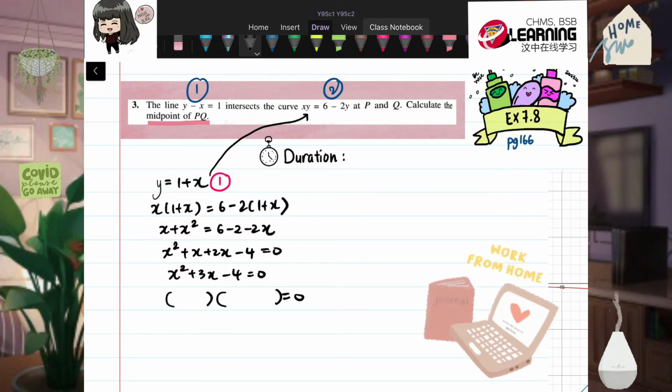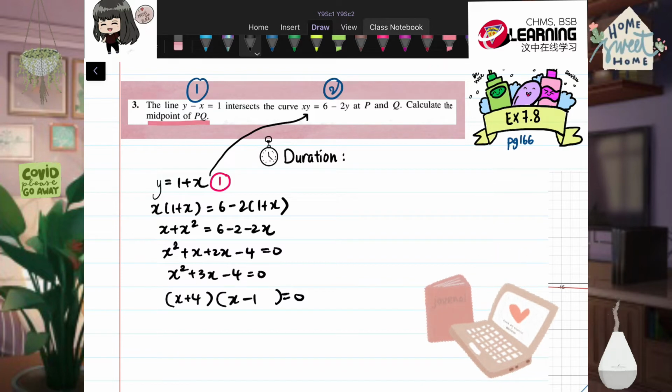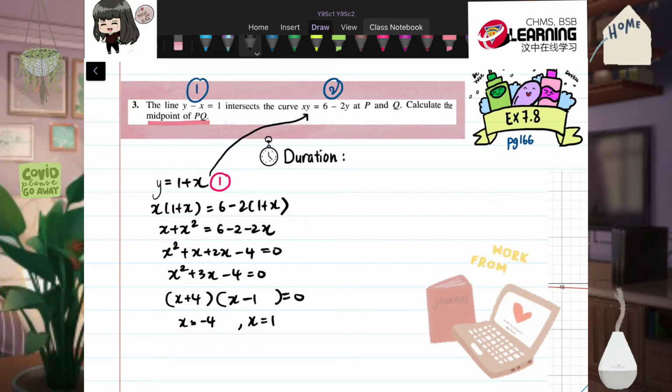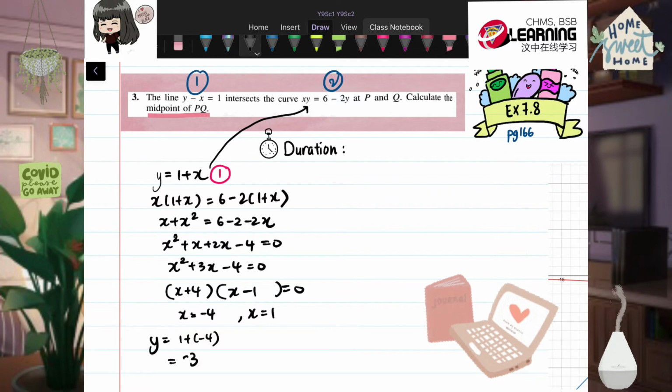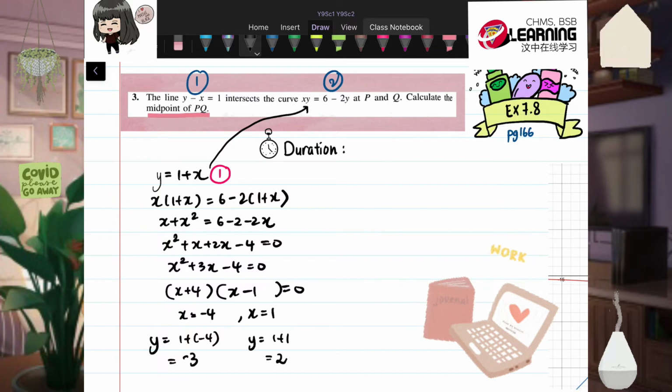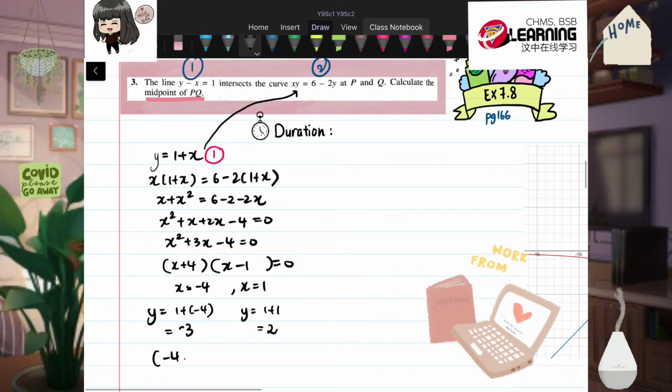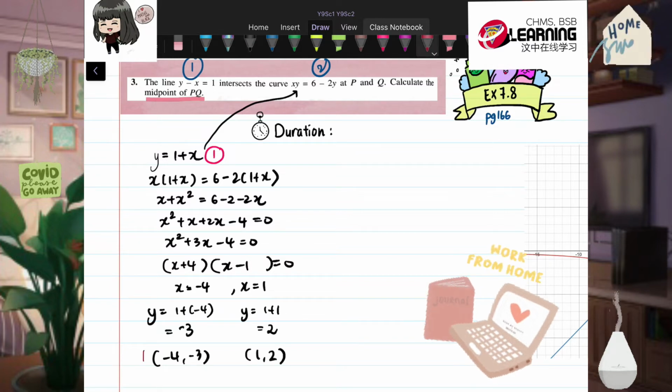This one you can do by Ultraman, or we call it the Factorization Method. I'm not going to show you how the Ultraman works, you do it on your own. Then you have 2x here, so you will have 2y. I substitute into my first equation. So I have my coordinates -4 and -3, and then 1, 2. Just assume this is P, this is Q.